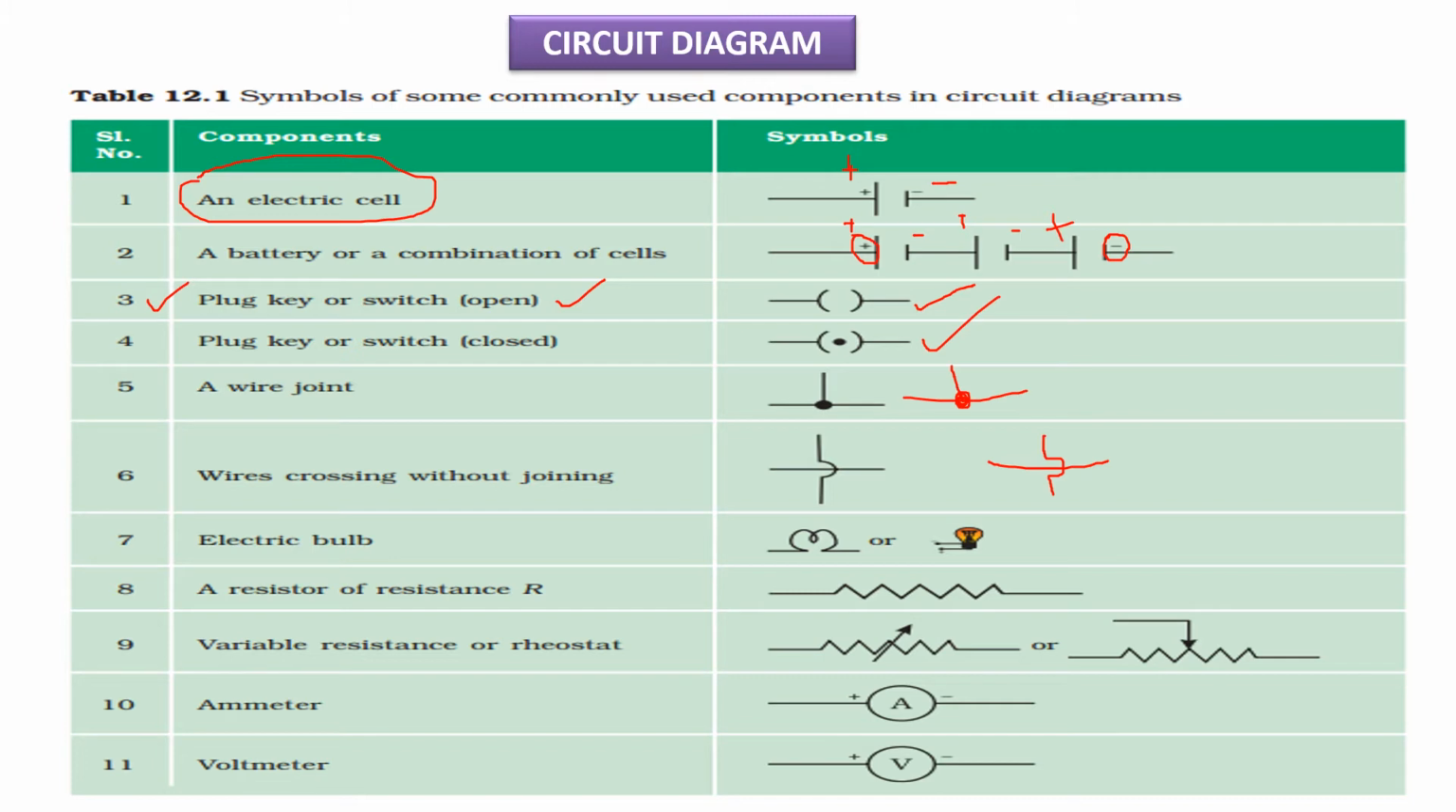Coming to the electric bulb, it can be represented like this. This is the very easiest way. First you have to write M, that's it, M, and draw a line, so this becomes the bulb. Or you can write it here also, but it is very complicated.